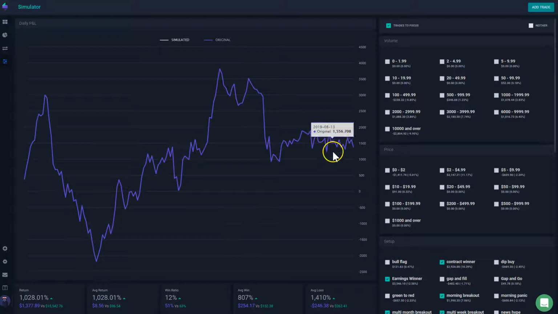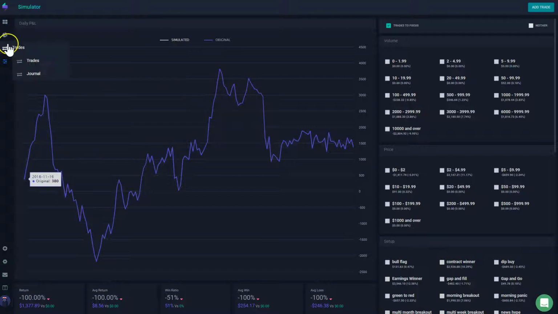It's very choppy. So this means I have not really nailed down a trading strategy that actually works for me. Perhaps I'm trading too many setups and I don't know what to do. So what can we do here? I always recommend before you jump into this simulator, you need to at least understand your other reports.